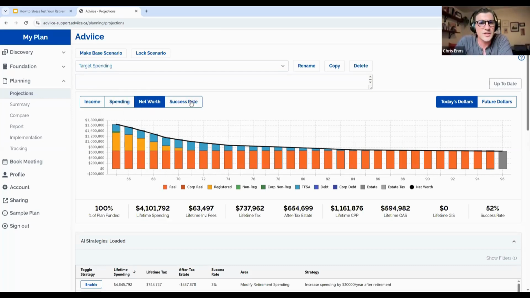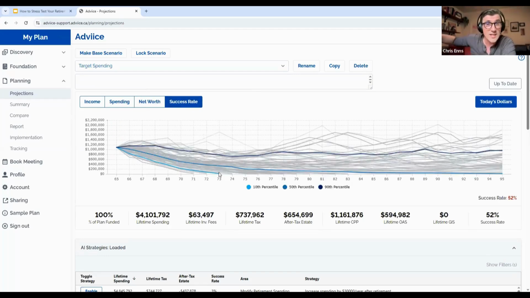And just a clarification, for the 10th percentile, does that mean it's the worst case scenario for the entire retirement on that line, or just the starting portion? Say for the 10th percentile line. Yeah, that's sort of the worst 10%. So it's sort of ignoring the outliers, right?